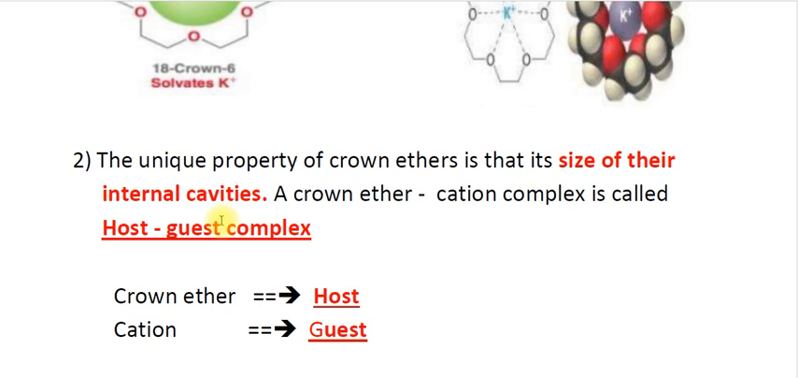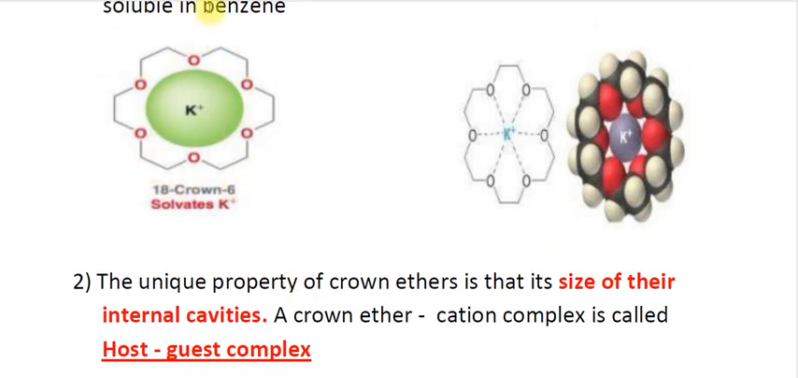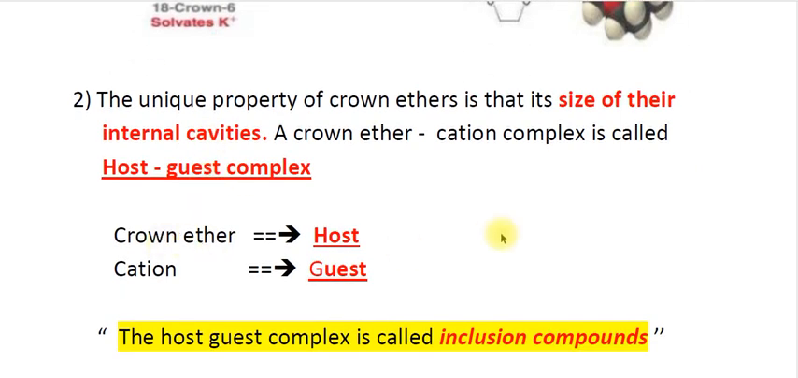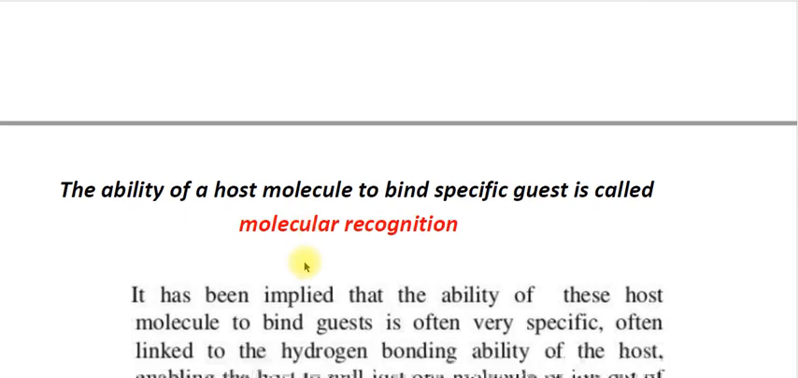That is why the potassium ion is getting trapped with the 18 crown 6. A crown ether cation complex, that means a crown ether in which the cation is connected with that crown ether, is called the host guest complex. So this is also a host guest complex where crown ether is connected with the potassium. Here the crown ether is the host and the cation which is getting connected with that crown ether is the guest. That is the host guest complex, and that complex is also called the inclusion compound.